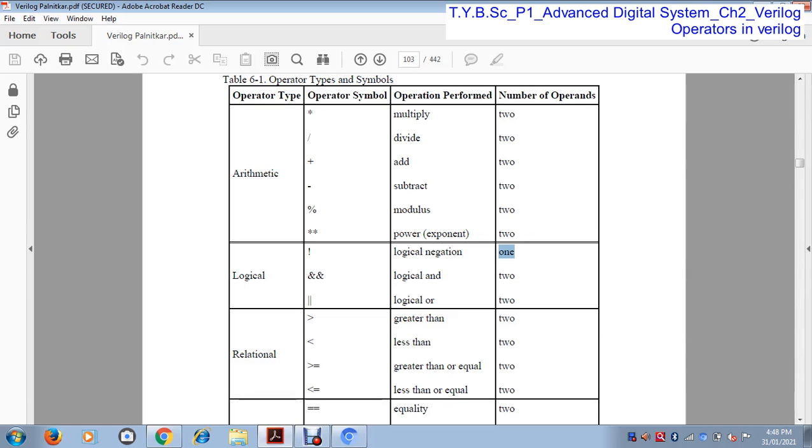Logical AND, logical OR. This operator represents the logical AND operation. Basically, the logical AND operation performs multiplication, and the logical OR operation performs addition. Both logical AND and logical OR operators have two operands, therefore they are binary operators.